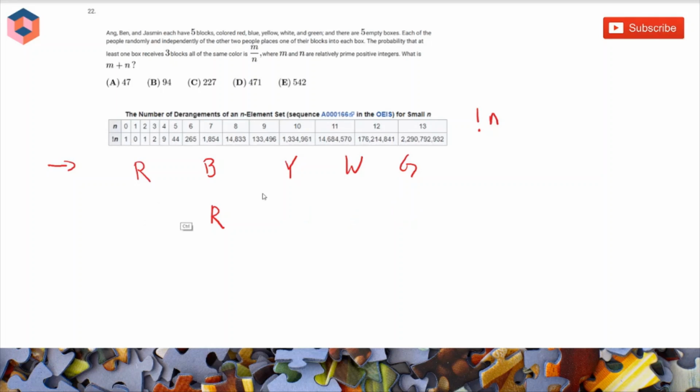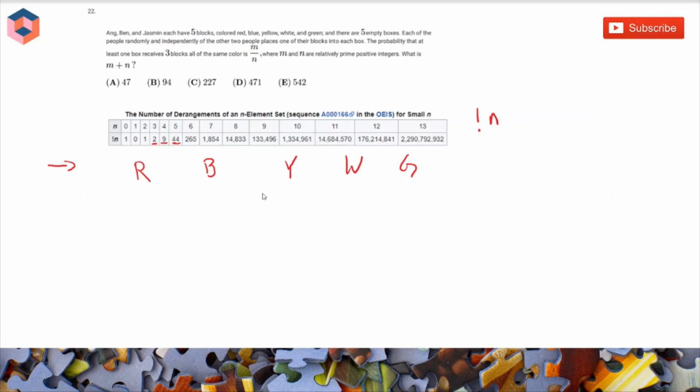So there are a lot of formulas for calculating this, but basically you should just memorize the first few values. We'll be using the fact that the derangement of 5 things is 44, the derangement of 4 things is 9, and the derangement of 3 things is 2. Okay. Now we can proceed with casework on the number of things that Ben has in common with Ang.